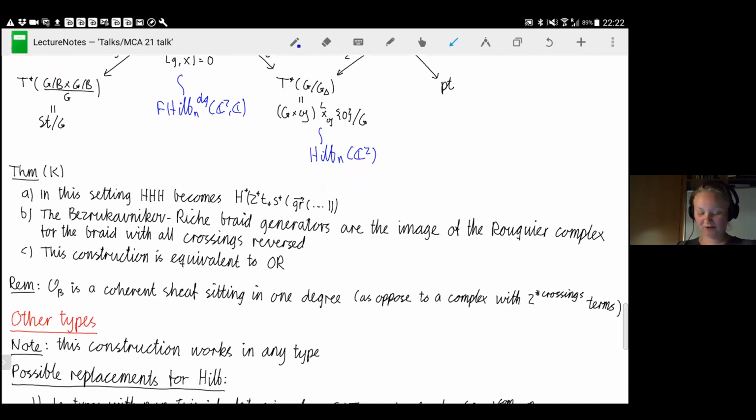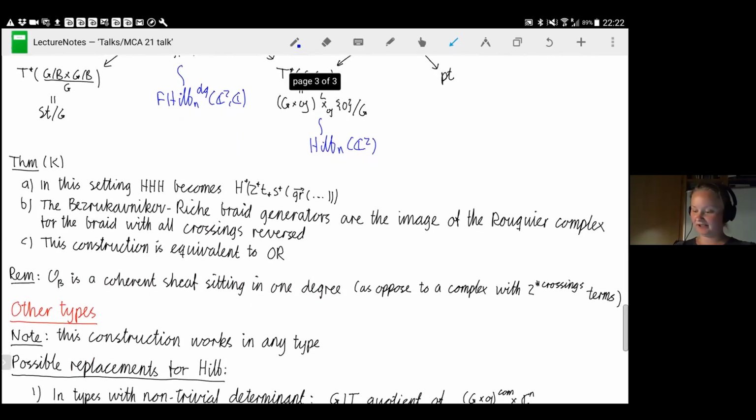And maybe one nice thing is why it works out so nicely. Because these braid generators, even when you take a big convolution product, are still coherent sheaves sitting in one degree, as opposed to the giant complex you would usually get when you do Rouquier complexes.